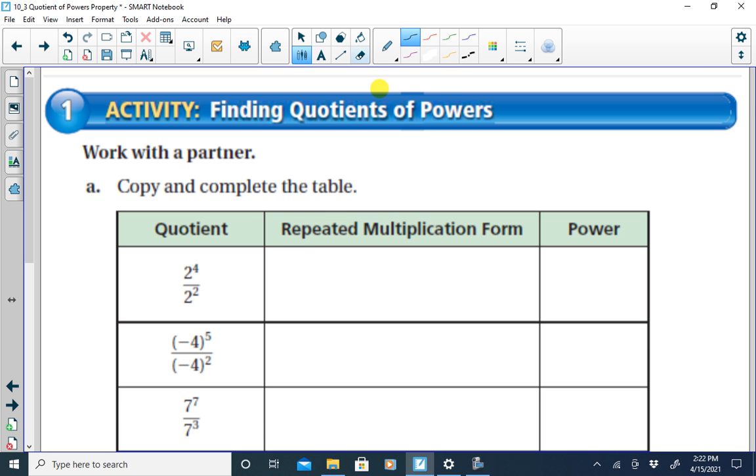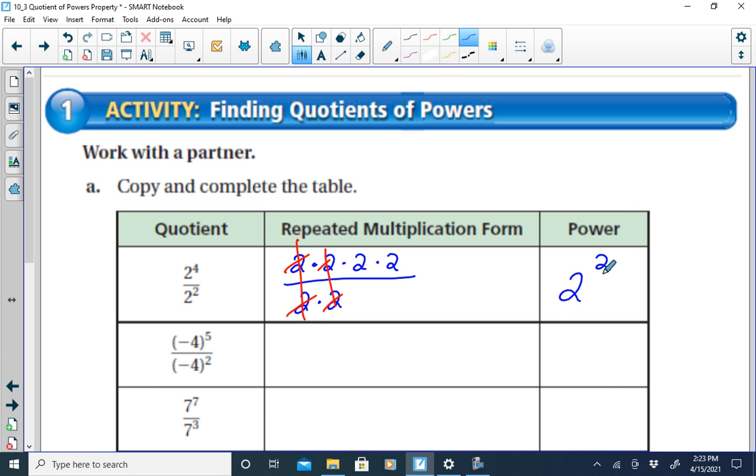All right, so let's take a look at that and see some patterns that might be able to help us. So let's take a look at the quotient 2 to the 4th power divided by 2 to the 2nd power. If we write out 2 to the 4th power as a product of its factors, that'd be 2 times 2 times 2 times 2 in the numerator. In the denominator, 2 to the 2nd power is 2 times 2. If we cancel out 2's in the numerator and 2's in the denominator, because 2 divided by 2 is 1 and 2 divided by 2 is 1, we're left with 2 to the 2nd power.